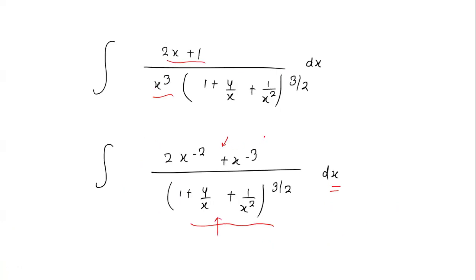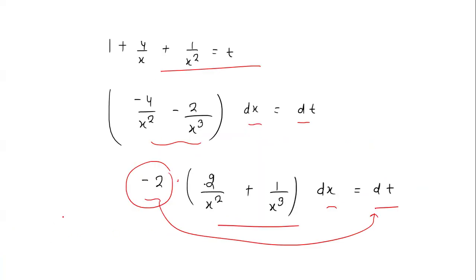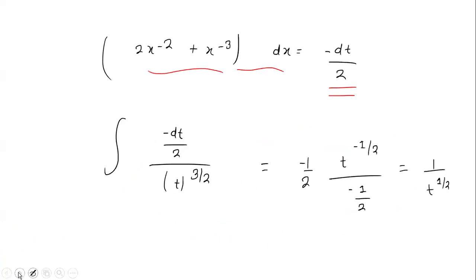So in the numerator we have the same thing, so this thing will become -dt/2, and the denominator will come as t^(3/2), because we assumed this expression as t. So this will become t^(3/2). Here you can see that we assumed this as t. So now this integration is simple.